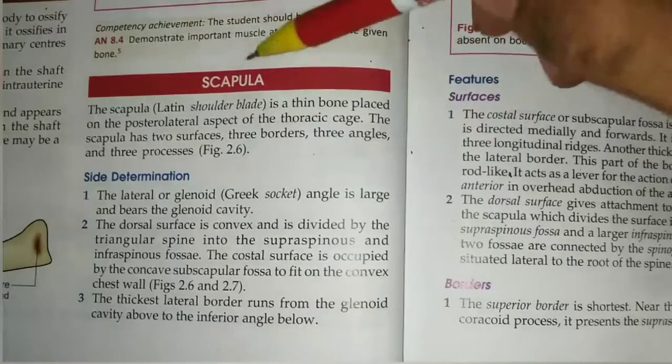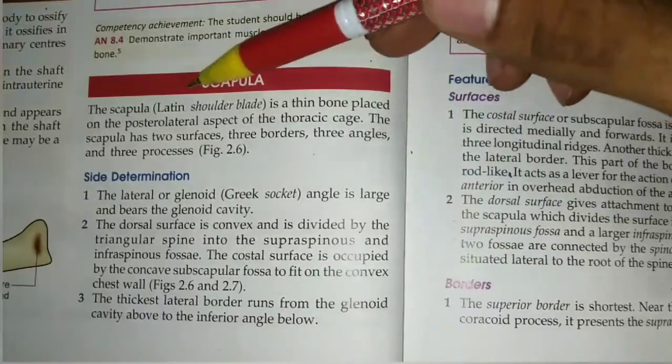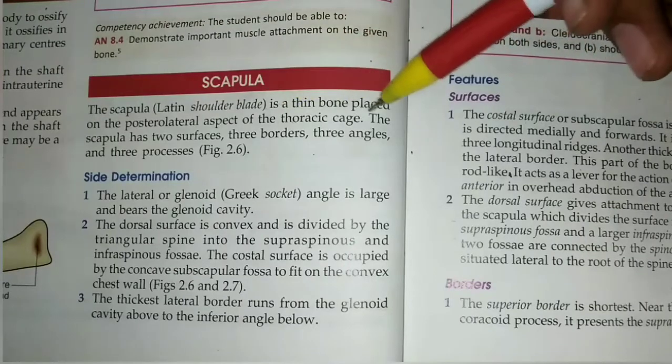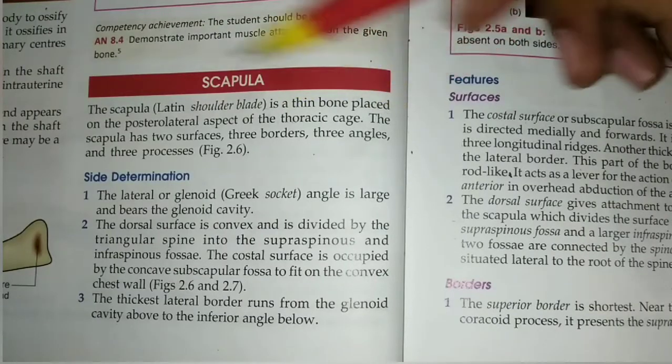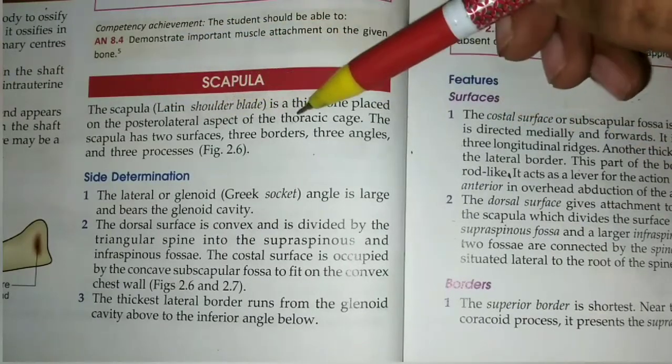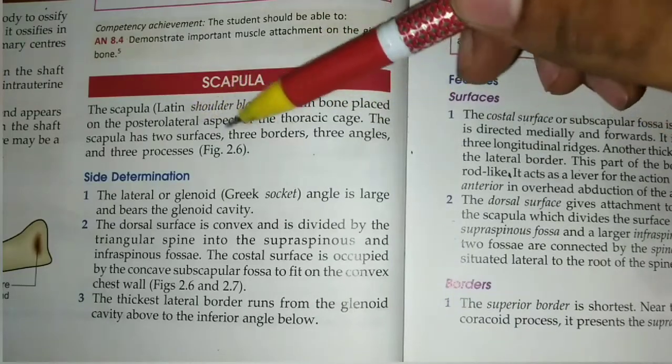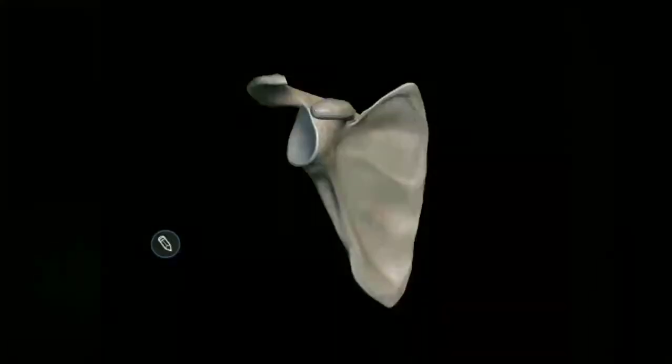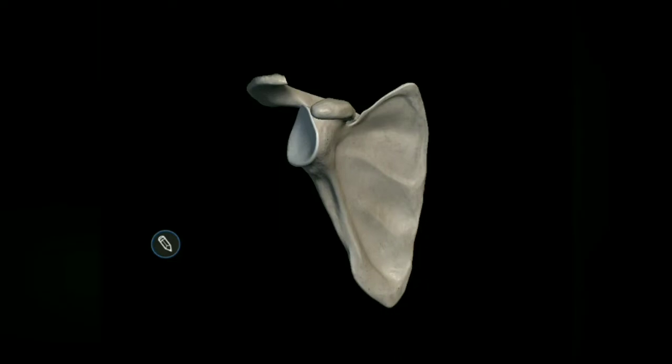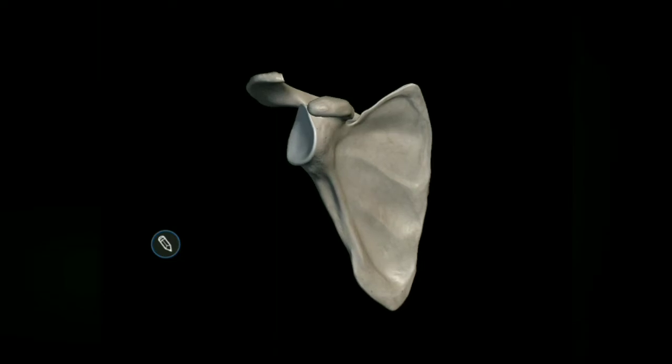The scapula is a thin bone placed on the posterolateral aspect of the thoracic cage. The scapula has two surfaces, three borders, three angles and three processes. Okay, so let's discuss the first feature, that is the surfaces of the scapula. The scapula has basically two surfaces.